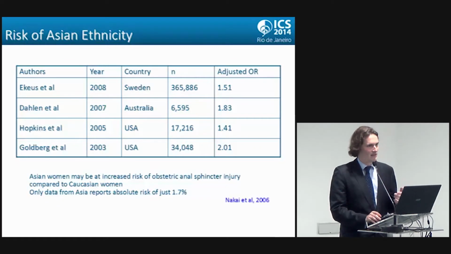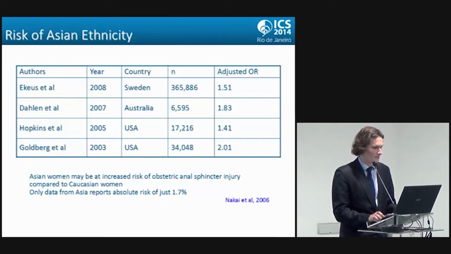There's a surprising amount of evidence about the risk of Asian ethnicity, at least from Western countries. So if you're South Asian or East Asian delivering in a Western country, that puts you at greatly increased risk of OASIS, and we have to wonder why that might be. It could be a big healthcare inequality that we haven't addressed. There's hardly any data from Asia itself, and that doesn't suggest that Asian women are at increased risk in their native countries.